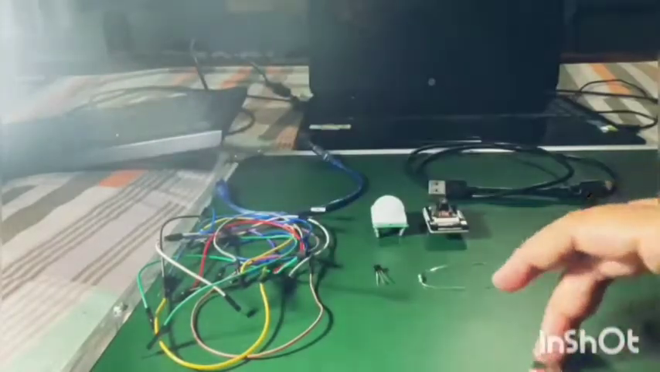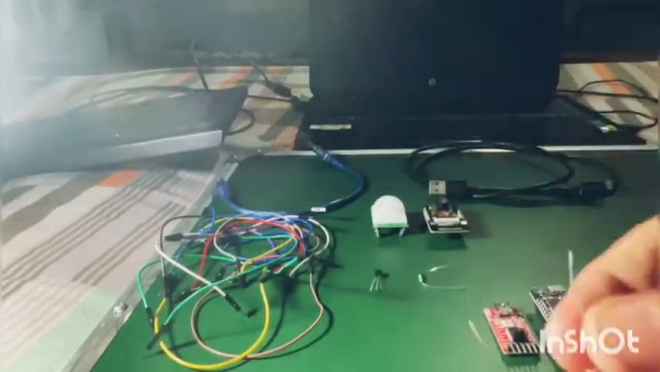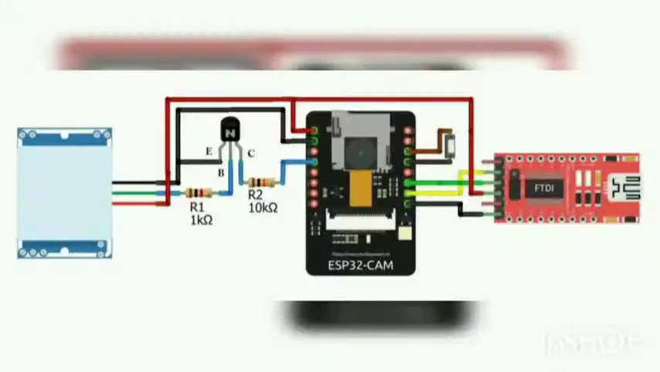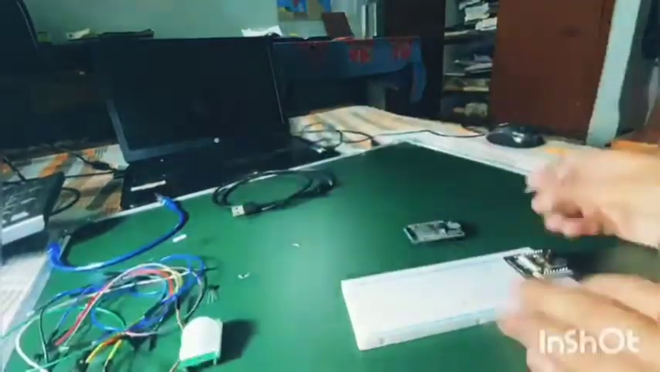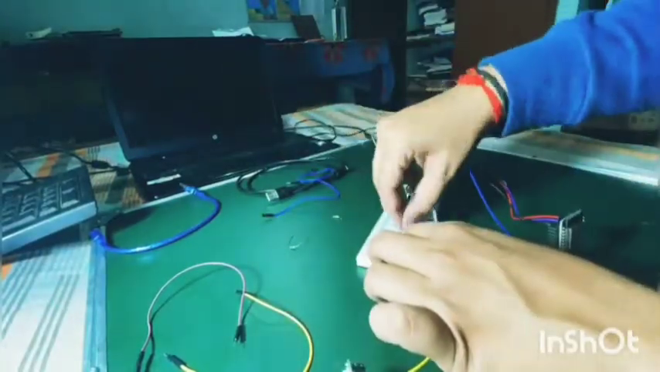So first of all, I am going to make the circuit diagram. These are some resistors. These are some jumper wires I have used. This is the breadboard on which I am going to implement it. This is the circuit diagram which I am going to implement on the breadboard. So first let's make the circuit. I will connect the ESP32 cam, then I will connect it with the ESP32. I am using it as a USB to UART converter instead of the FTDI converter.